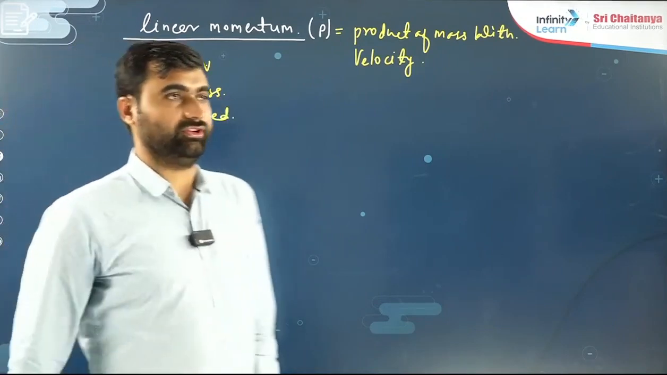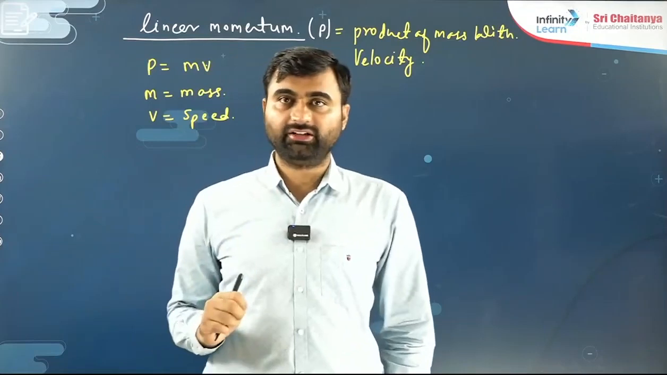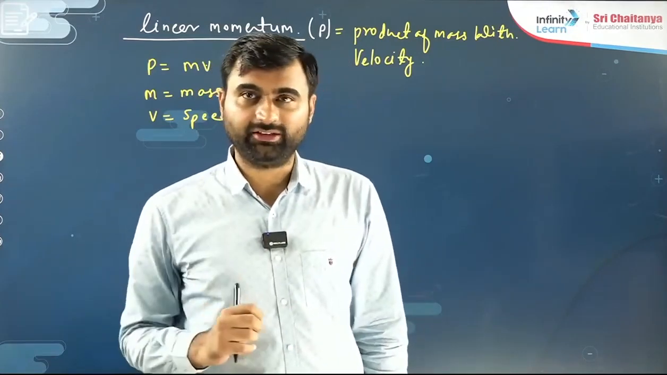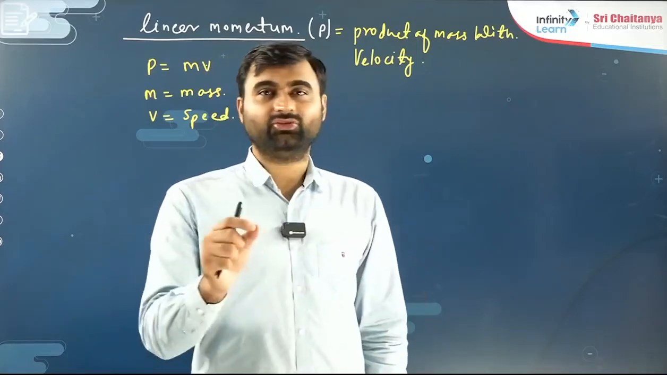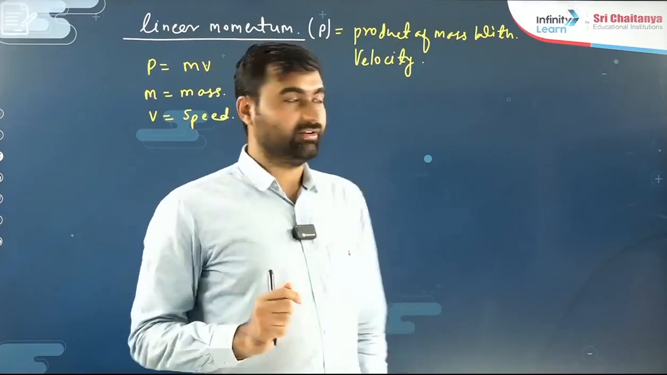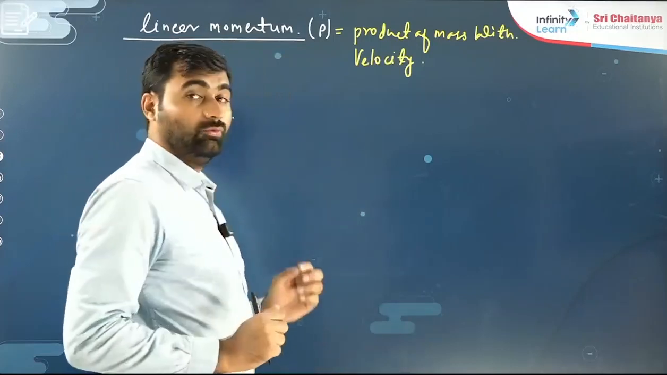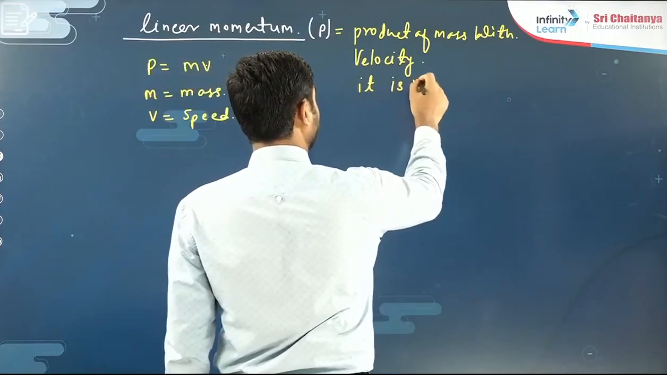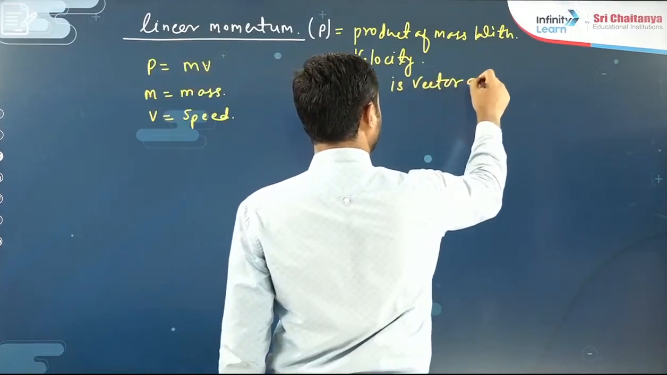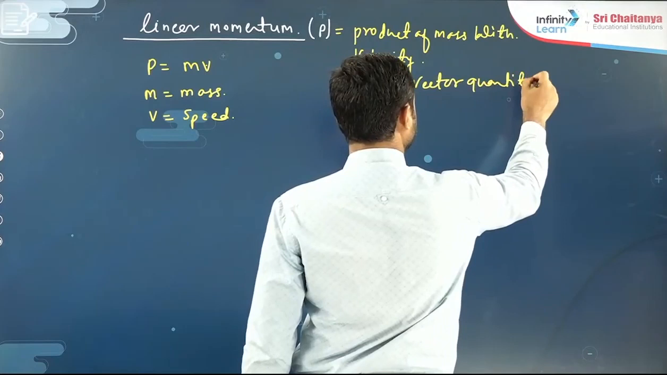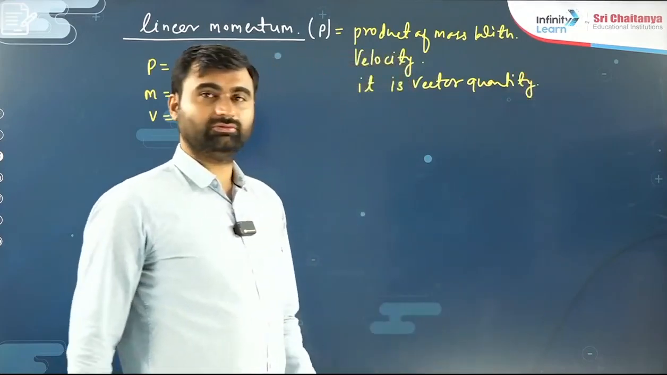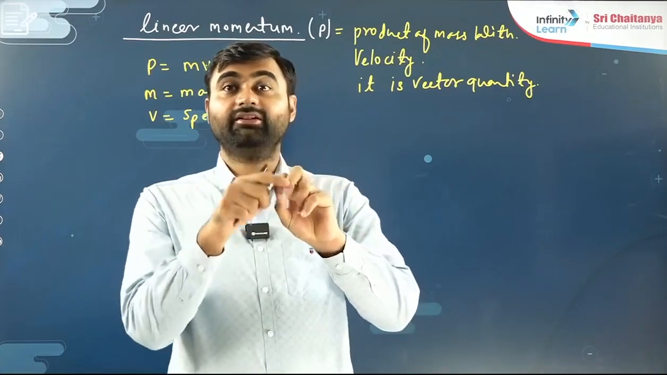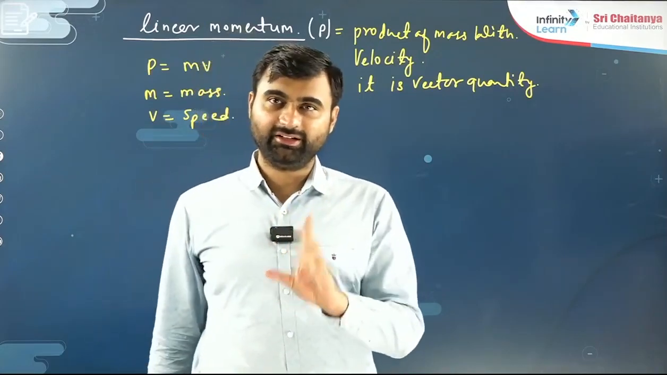Now understand this point. You studied that there are two types of quantities. One is scalar, another is vector. So this quantity is which one? Scalar or vector? So this quantity is a vector quantity. Now you know, in a vector quantity two things are required: magnitude and direction.